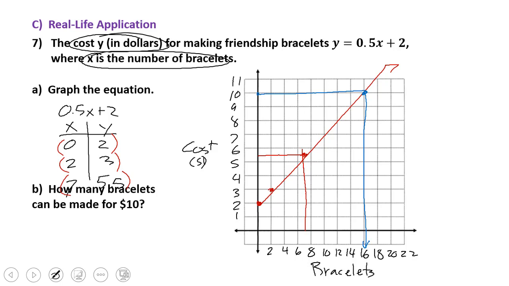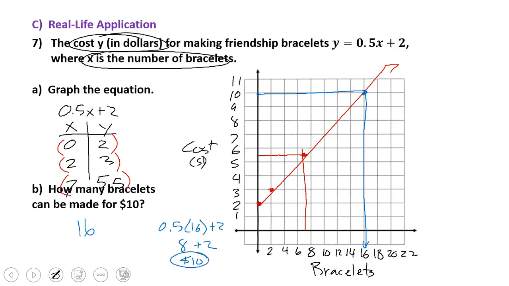How many bracelets can you make for $10? 16. I wonder if that's true. Did I draw a good line? Well, if I put in 0.5 times 16 and add 2. Well, half of 16 is 8 plus 2 is $10. Nice. So there we have it, ladies and gentlemen, our graph.